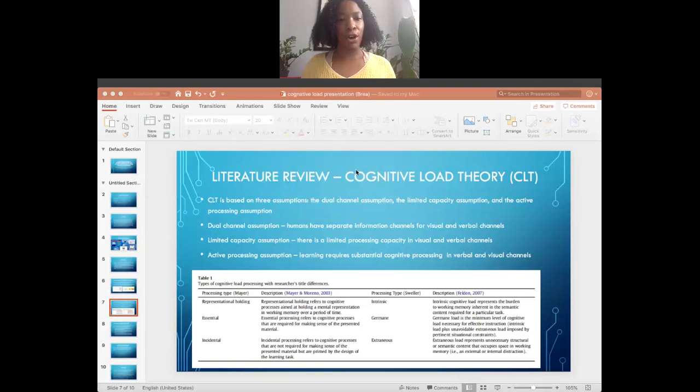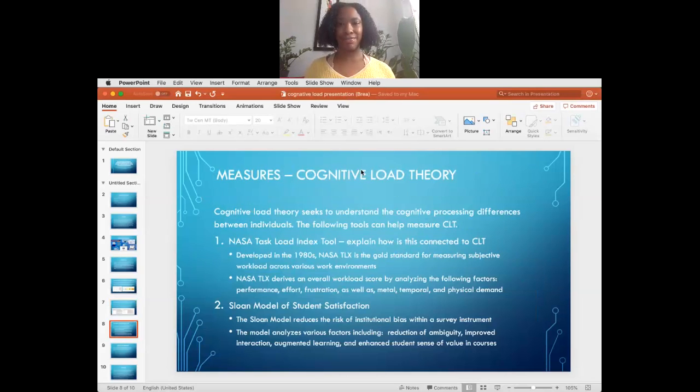Table 1, which is listed below, shows the various types of cognitive load in detail. These 6 different types are known as representational holding, essential, incidental, intrinsic, germane, and extraneous. Now we are moving on to the measures.